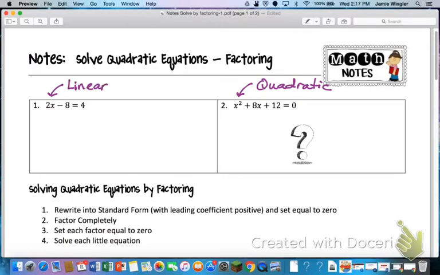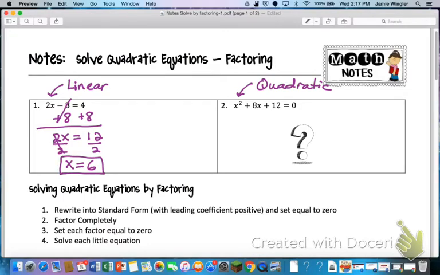So let's review how to solve an equation like number 1. We are going to isolate the variable, which means we need to add 8 to both sides. We get 2x equals 12, and then we need to divide by 2 on both sides, so you get x equals 6. This is a solution to our equation.